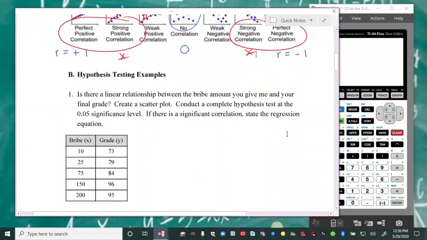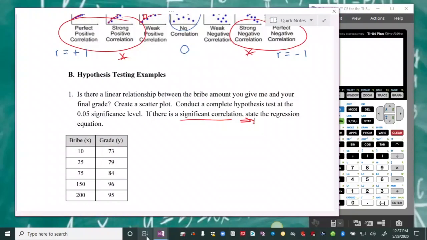Number 1, is there a linear relationship between the bribe amount you give me and your final grade? We're going to create a scatterplot, and then we're going to conduct a complete hypothesis test at the 0.05 significance level. If there is a correlation, and the regression only makes sense if there is a correlation, then we'll go on to state the regression equation. Okay, so take a look at this chart I've got. If you give me a bribe of $10, I'm only going to guarantee you a 73 out of the class. But if you give me a bribe of $150, I'll guarantee you a score of at least 96 out of the class. We want to start by creating a scatter plot.